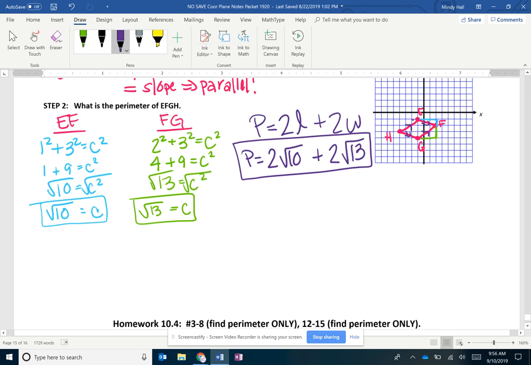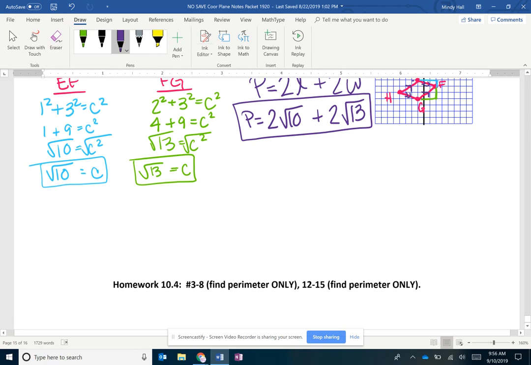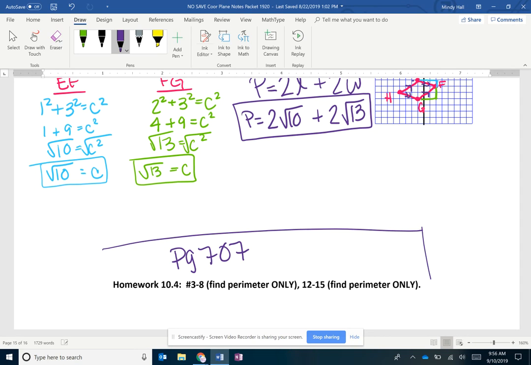But that is the end. So the homework is on page 707 in the textbook. And you only have to find perimeter. So even if the directions in the book say to find the area, only find perimeter.